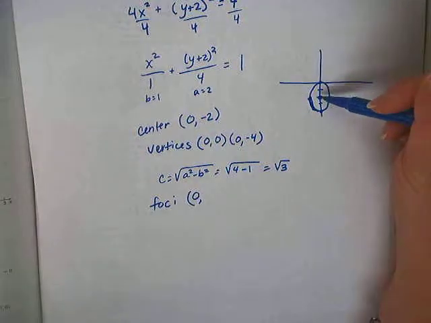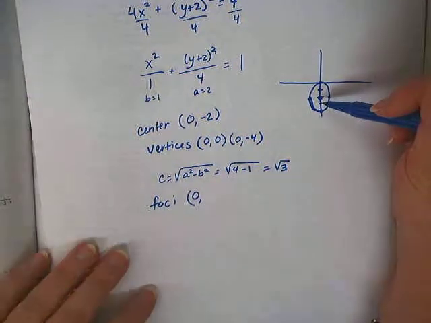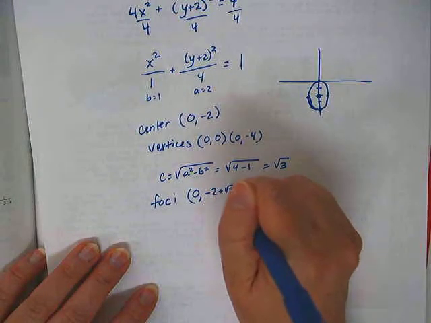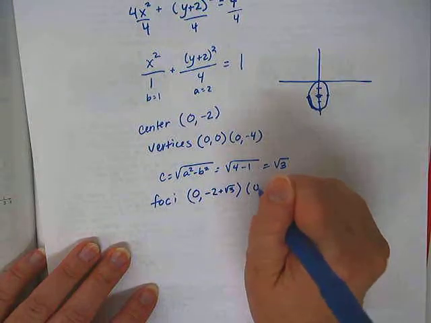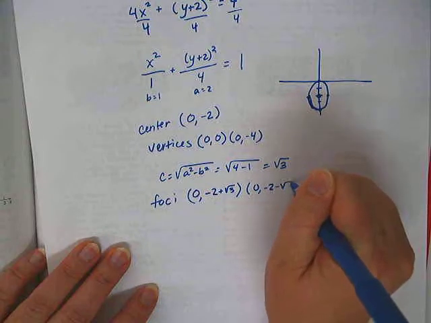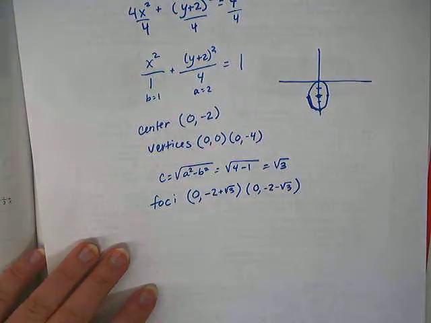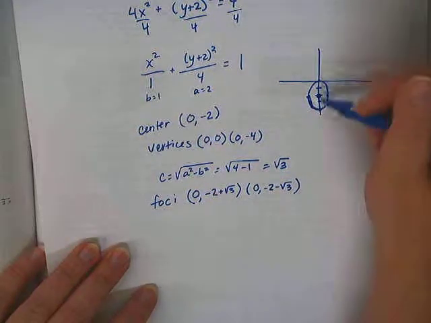And then instead of -2, it's going to be up a distance of square root of 3 from -2 and down a distance of square root of 3 from -2. So we're going to go -2 plus square root of 3 for one of the points, and -2 minus square root of 3 for the other point.